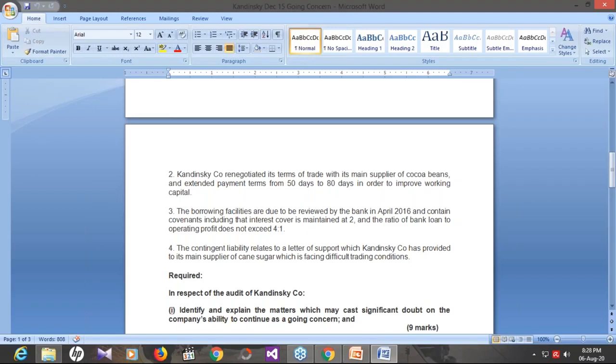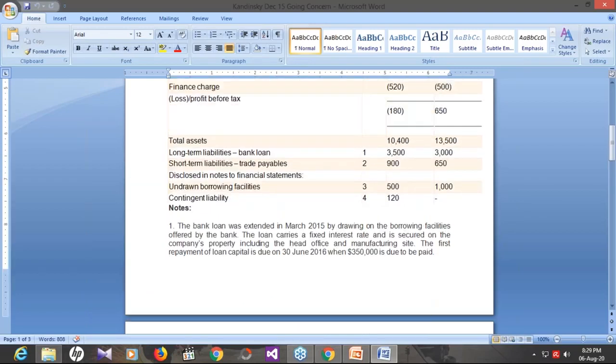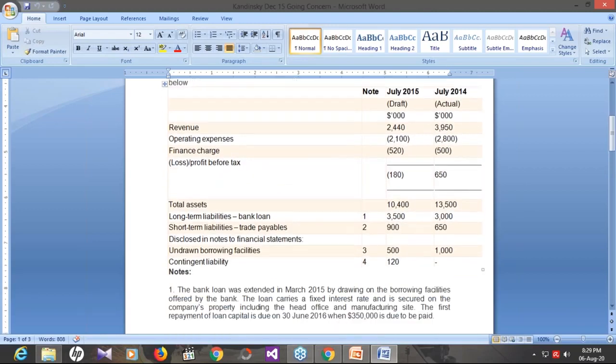So this is important. And for example, if in point number 2, Kandinsky renegotiated its terms of trade with its main suppliers of cocoa beans, then under this scenario, we also need to calculate the average period for the trade payables, the payable days, or we need to discuss the condition of cash flow and the operating cycle. So these can be different possibilities under which you can write the procedures.